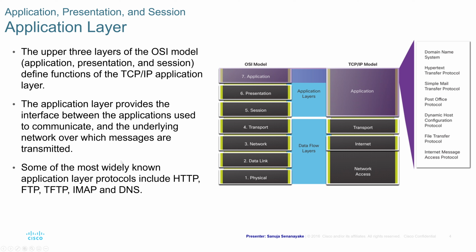The application layer provides the interface between the applications used to communicate and the underlying network over which messages are transmitted. Some of the most widely known application layer protocols include HTTP, FTP, TFTP, IMAP, and DNS. The secure protocols, like HTTPS, are also part of the application layer, which is basically a secure version of HTTP, for example.